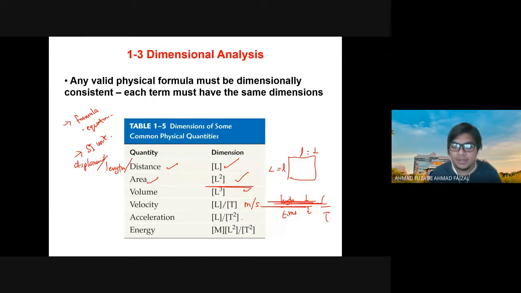And how about this? L is meter, and how about T? Second squared. How about energy? Let's say energy is M, which is kg, L squared is what? Meter squared over second squared. This is how simple physics can be. You don't have to memorize all the SI units. In fact, you can do a dimensional analysis in order to get the SI unit. Look at what is the purpose of the dimensional analysis.